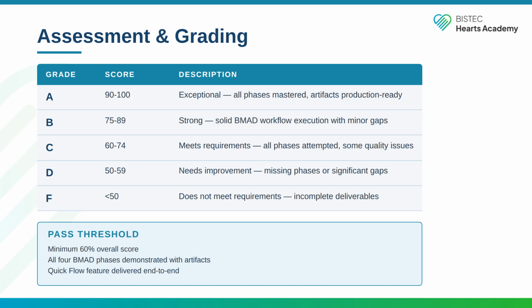The pass threshold is 60% overall, but there are hard requirements beyond the score. You must demonstrate all BMAD phases with artifacts, and your quick flow feature must be delivered end-to-end. The assessment is weighted: 25% weekly assignments, 25% mentor evaluation, 40% the milestone delivery, and 10% peer feedback. The milestone is worth the most because it's the comprehensive demonstration of your skills.